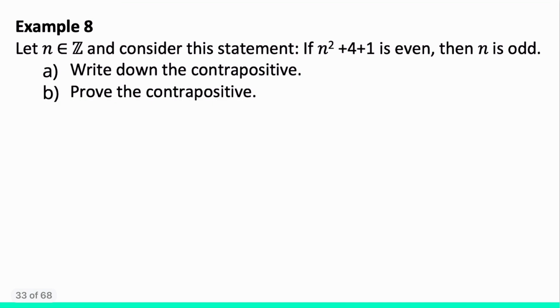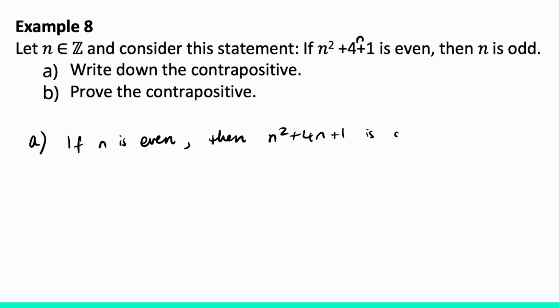Let's give it a go again. So there is an error in your notes. This should say n squared plus 4n plus 1. So if n squared plus 4n plus 1 is even, then n is odd. So again, we're going to write down the contrapositive. First, I'm going to grab the conclusion. So if n is, and we're going to negate it, so if n is even, then n squared plus 4n plus 1 is odd. So I've just done the opposite.